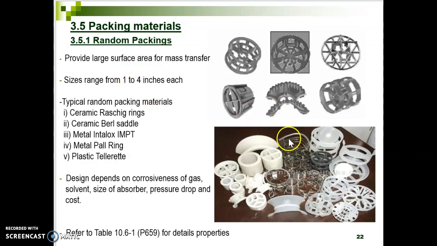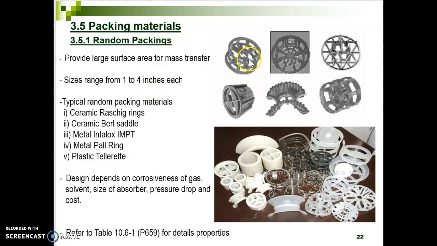The purpose of having the packing material inside your packed tower is to provide a large surface area for mass transfer. Since we are separating a mixture of A and B in a column in gas form, it will be in contact with your liquid. Your liquid will come from the top and your gas will come from the bottom, so they will meet inside the column through this packing material. If there is nothing inside the column, the separation will not be efficient. That's why we design a packing material inside your column.